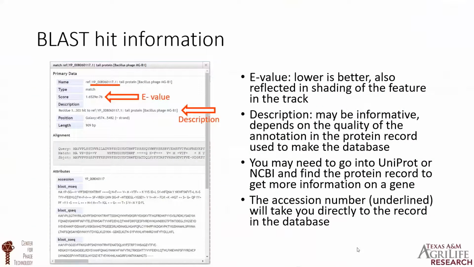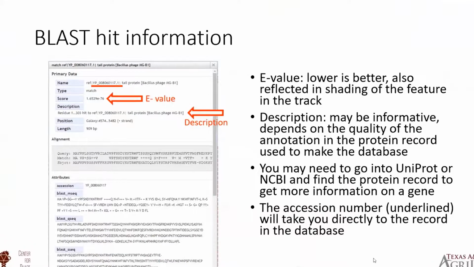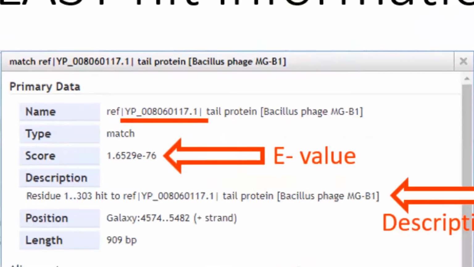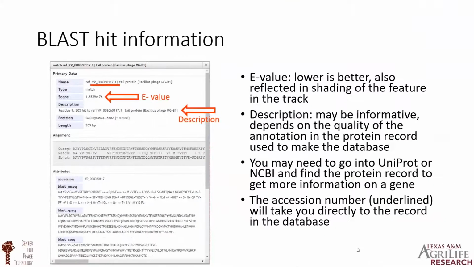Clicking on any one of these individual bars or BLAST hits will bring up the BLAST result window for that hit. This includes a lot of information on the quality of that particular hit. The score line is the BLAST E-value. The lower is better with E-values, and this is also reflected, as I said before, by shading the feature track. BLAST results are automatically filtered to exclude all results with E-values of greater than 10 to the minus 3.